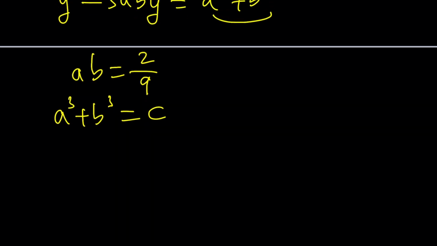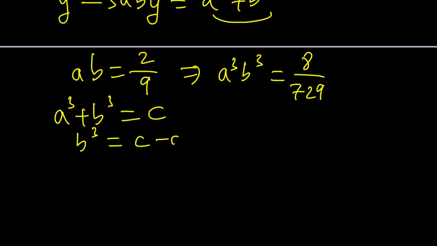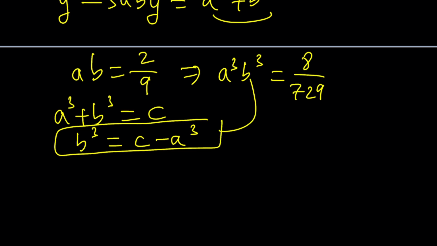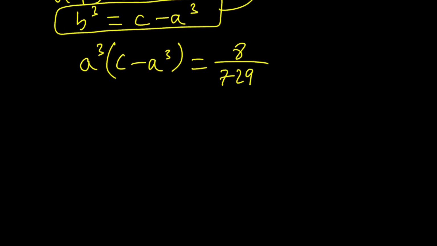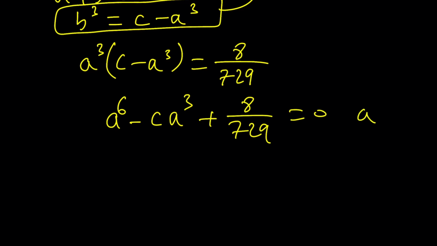So, what can I do? I can cube both sides here. 8 over 729, right? And then from here, b cubed, I can isolate and write it as c minus a cubed. Remember, you know the numerical value of c once you evaluate it. Plug it in, you'll get a cubed times c minus a cubed. Remember, a cubed, you're solving for a here, and c is a constant, it's a given number. And now, when you distribute and put everything on the same side, you're going to get something like this. And when you do the substitution, a cubed equals d, or anything like that. Don't use c because I already used it.